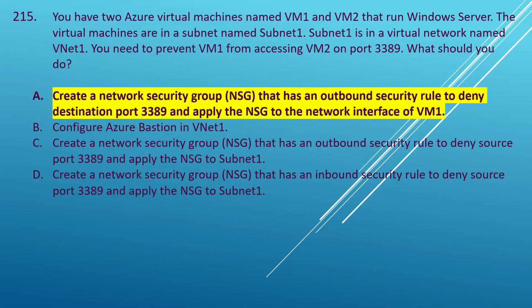However, I would never do that unless the requirement is to deny all connectivity on port 3389, as this rule will not only prevent VM1 from accessing VM2 on port 3389, but it won't be able to access any VM on port 3389 as there is no filter on destination address defined.